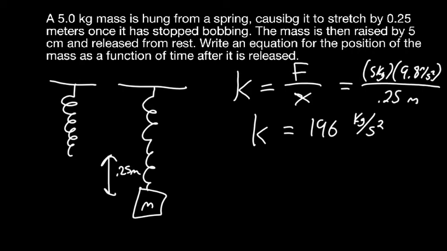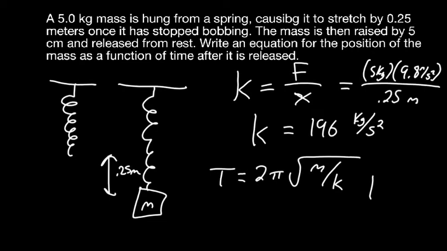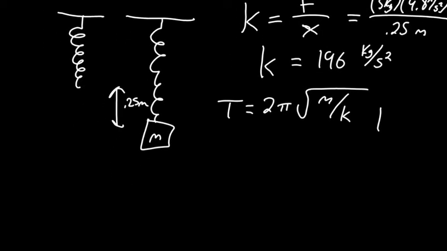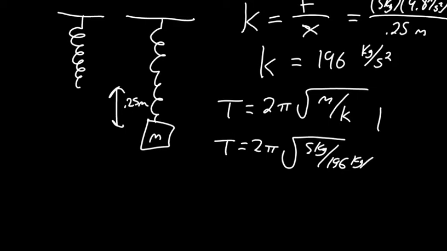Now from there, we can figure out how much time it takes to oscillate once. And that's where we're able to start plugging in and finding an equation for this. So the period for a mass on a spring system is given by 2 pi square root m over k. And now we know what our k value is, so we can plug in there. So T is equal to 2 pi times square root of 5 kilograms divided by 196 kilograms per second squared, and those units work out nicely now.